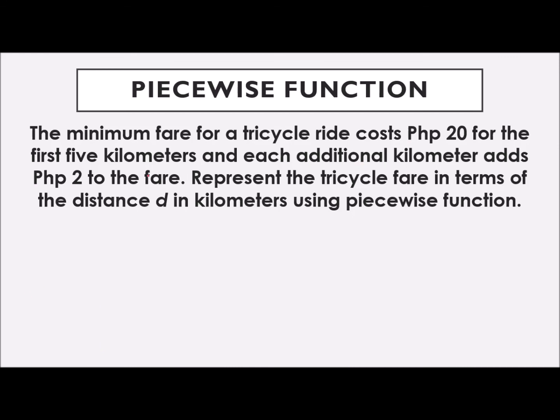Analyze natin. The first 5 kilometers daw, 20 pesos daw yan. Tapos, kada dumadagdag na kilometro, nadadagdagan din daw ng 2 pesos. At kung mapapansin nyo, may letter D na naman tayo dito na symbol ng ibig sabihin daw ay distance. So, ilagay natin, let D be the distance in kilometers. Okay? The next one is tricycle fare, pamasahe.